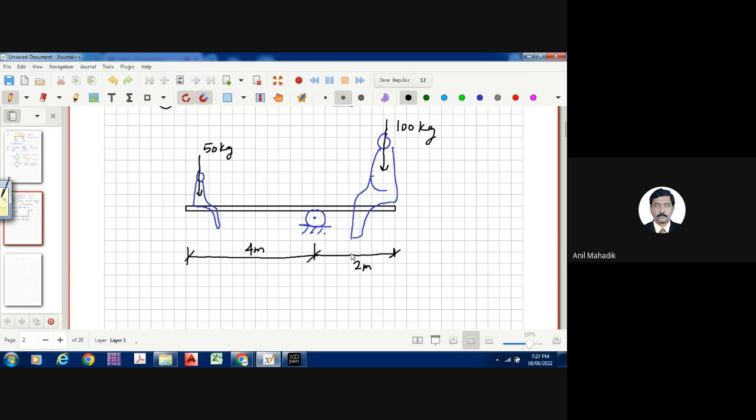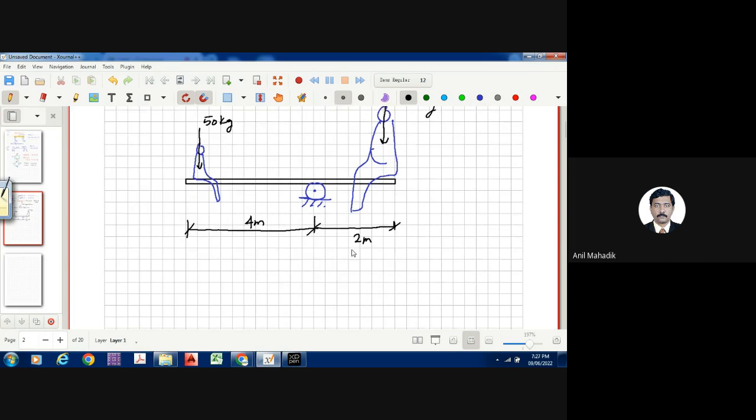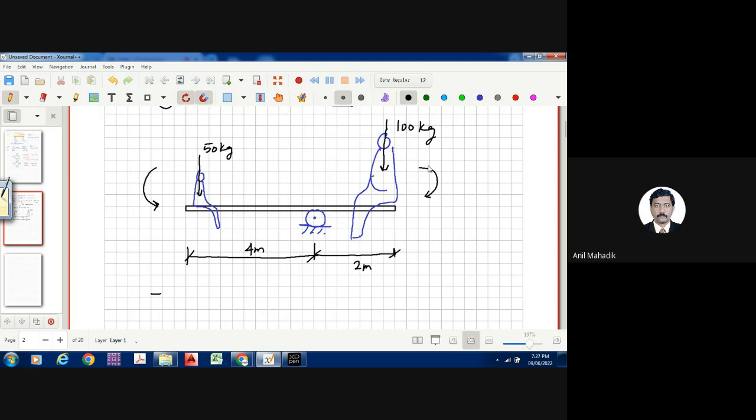So is it in equilibrium? Yes, sir. So we can take moment about any point. Let's say we take the moment at this point. So what is the moment? This 50 will have anti-clockwise, and this 100 will have clockwise. So what will be the sigma M?